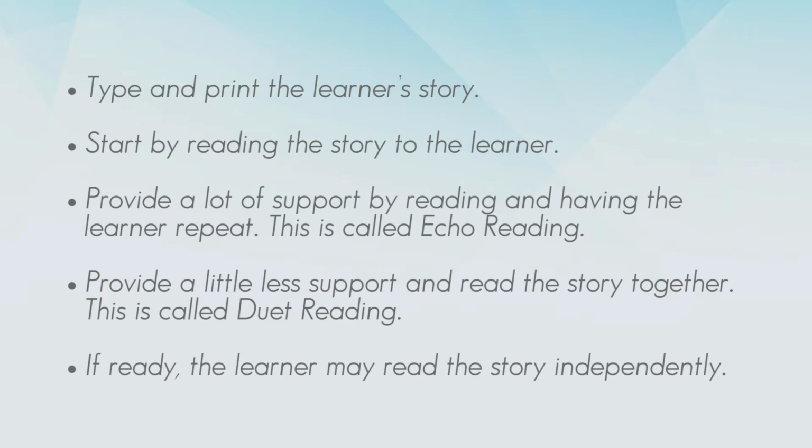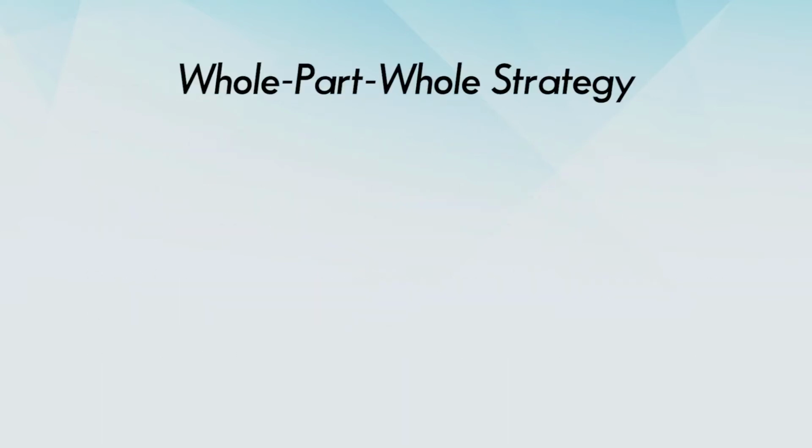Echo reading, where the tutor reads and the learner repeats, provides the most support. In duet reading, where the tutor and learner read together at the same time, there is less support because the learner gets help only when needed. The tutor is using a strategy called whole, part, whole. Since the learner is familiar with the spoken English used in the story, the next step is to work with the written language in the learner's story, starting with meaning. This is the whole in whole, part, whole.